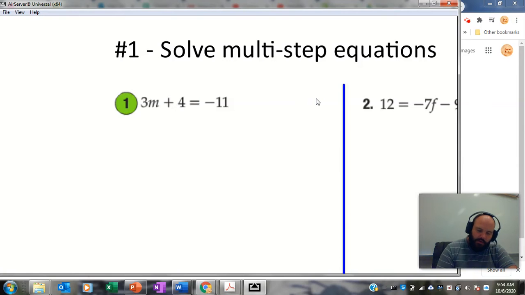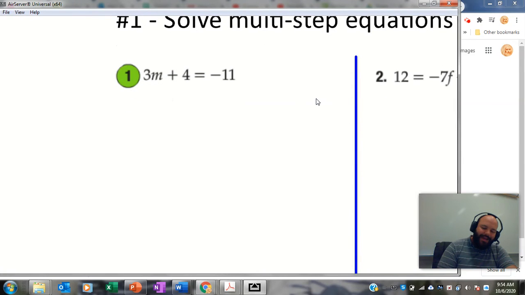So you can see in this problem we have 3m plus 4 equals negative 11. So the first thing you always want to do is identify where is the variable and what is happening to it. So in this case, the 3 is multiplying the m, and then we also have a 4 that is adding to the m. So we need to get rid of both of those numbers, the 3 and the 4, so we can get our variable by itself.